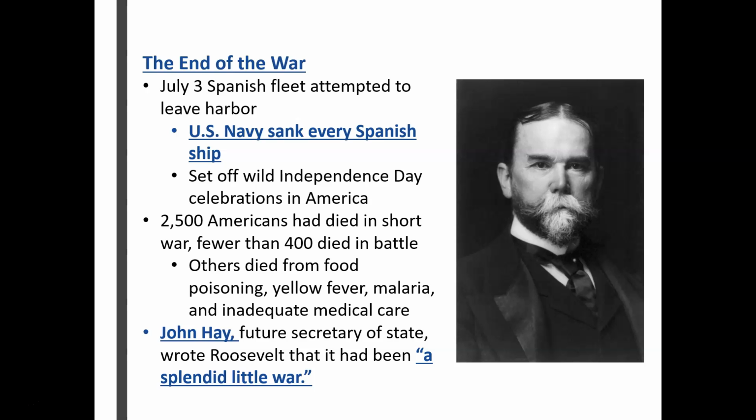2,500 Americans had died in the short war, so just in 2 short months, but only about 400 actually died from battle. The rest died from food poisoning, yellow fever, malaria, and just inadequate medical care. John Hay, who was the future Secretary of State, wrote Roosevelt that it had been a splendid little war.